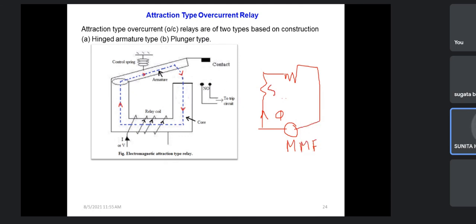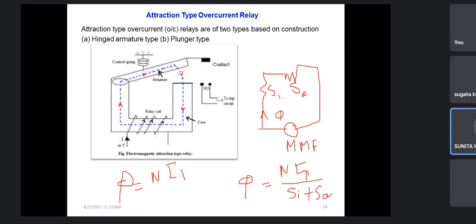So this is the reluctance S_I. I do not know, you may learn it with F, R, S_A. Then flux is simply MMF, meaning N into I, number of turns, by S_I plus S_A. Now you see, this may be the pickup current. Similarly, phi may be the dropout current. I_D is for dropout.